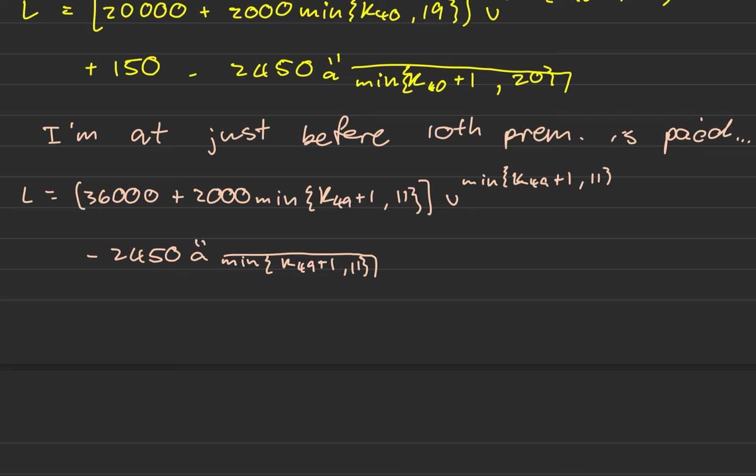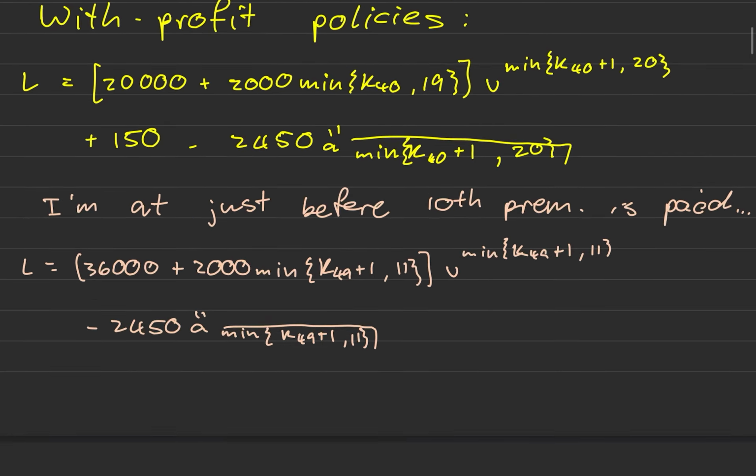Alright, so immediately notice the difference between these two. I have lost this initial expense, because I've passed the initial expense. I'm now at time 9, just before the 10th premium is paid. So the initial expense is in the past. Don't include it in my future loss random variable. Okay, but now you notice the things that have changed is pretty much everything else.